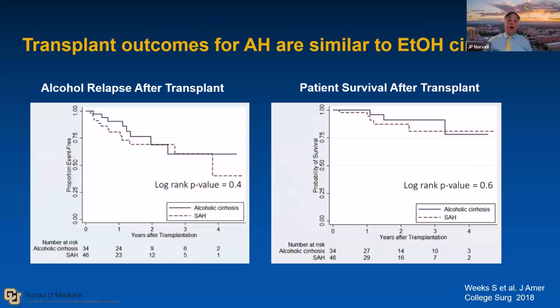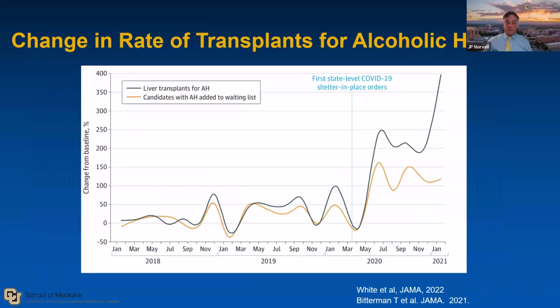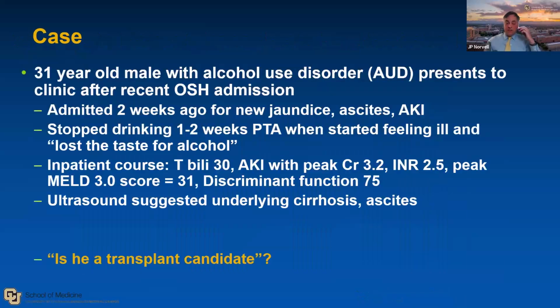But we know now with further data that patients that are transplanted with short sobriety have similar overall outcomes in terms of both alcohol relapse rate and patient survival rate after transplant. And of course, there's a big selection bias in this. So what does this do? This really means that we have nationally increased the rate of transplants for alcoholic hepatitis significantly. So we should really be looking at this, and it gets us back to the case that we started with.